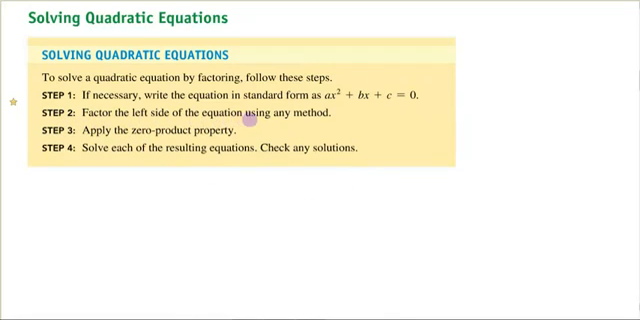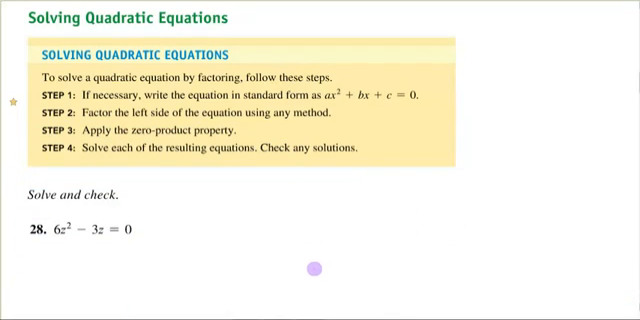Step 2, we want to factor the left side of the equation using any method. So we would factor this polynomial using any of the factoring techniques that we learned in chapter 6. Step 3 is apply the zero product property. That means if A times B equals 0, then A equals 0 or B equals 0. Step 4, we'll solve each of the resulting equations, those two simpler equations that come from the zero product property, and then we'll check our solutions. Okay. So just as we do anything, if we go through here and one of the steps is already automatically done for us, then you would just skip it. Okay, no problem.